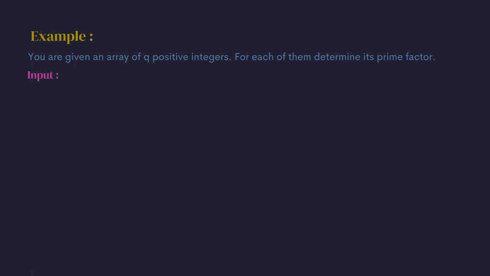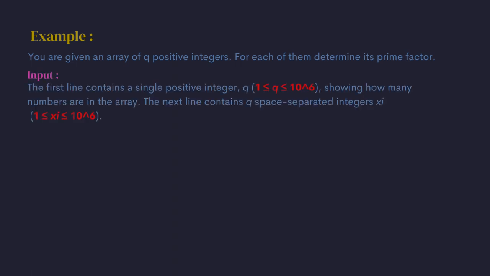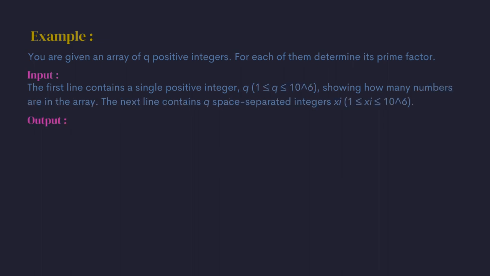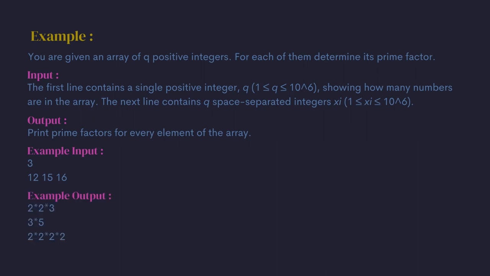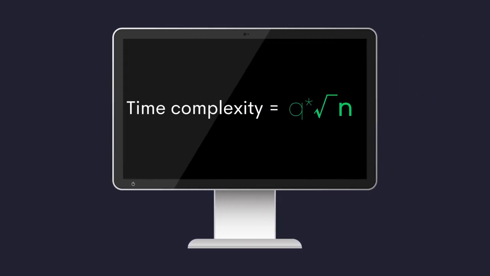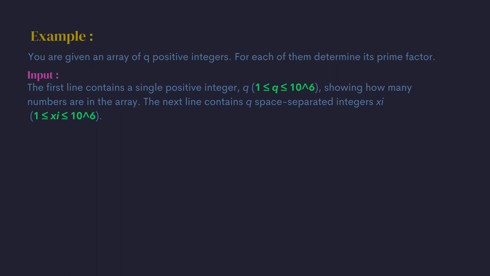Here the input constraints are also given and you should print all prime factors for every element. And here you can see for the input values, the output is also given. The time limit per test case is only 2 seconds. If you are going to solve using the previous approach, the total time complexity will be q into root n.